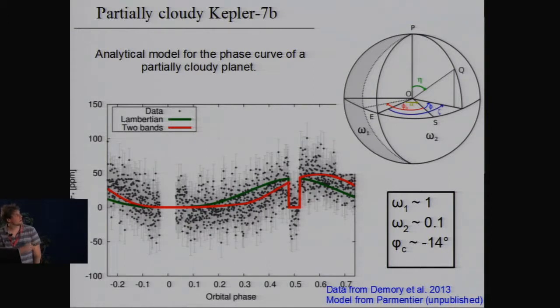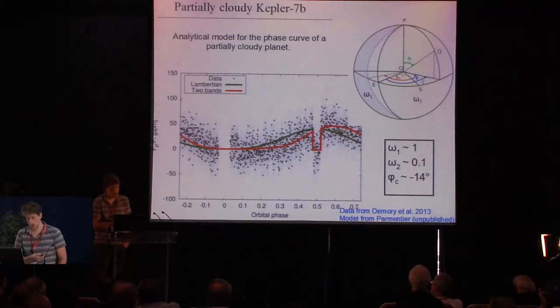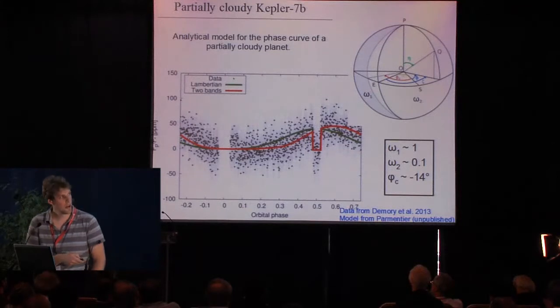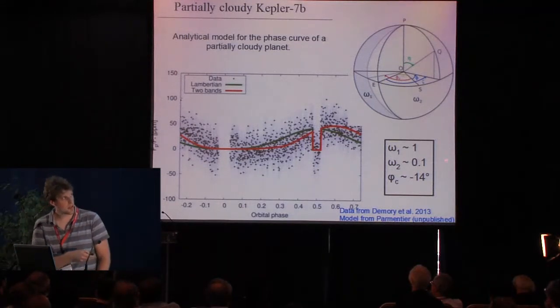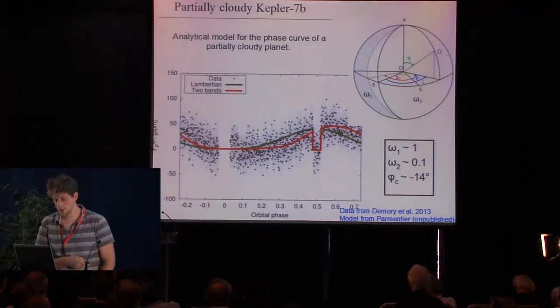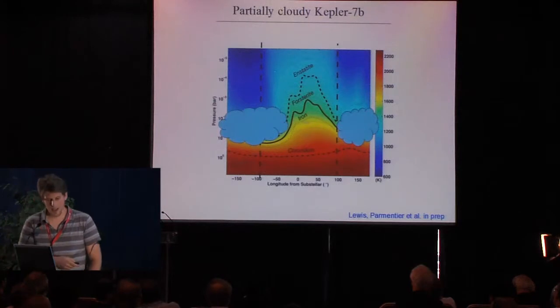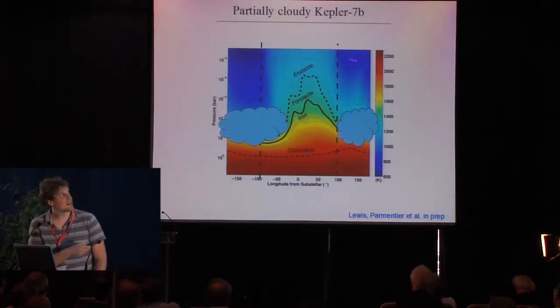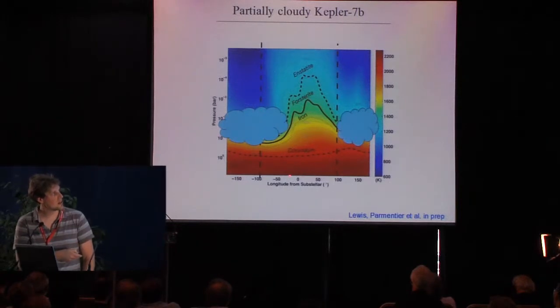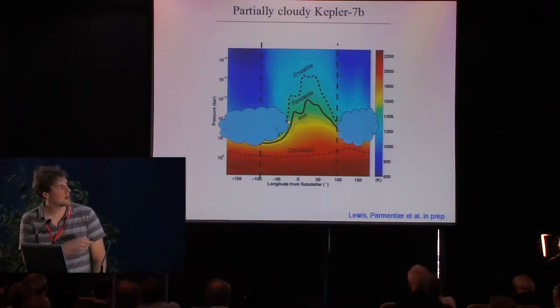And the good point of such a simple model is that it can actually give you a retrieval of the different values of the albedo. And phi_c is the longitude of the cloudy to cloudless separation. We see that we get omega-1 close to 1, which is similar to a cloudy atmosphere, and omega-2 around 0.1, which is a little bit high, but close to what you expect from a clear atmosphere. And a phi_c that is minus 40 degrees compared to the substellar point. So if we come back to the temperature map, the light curve is compatible with clouds down to minus 14 degrees.